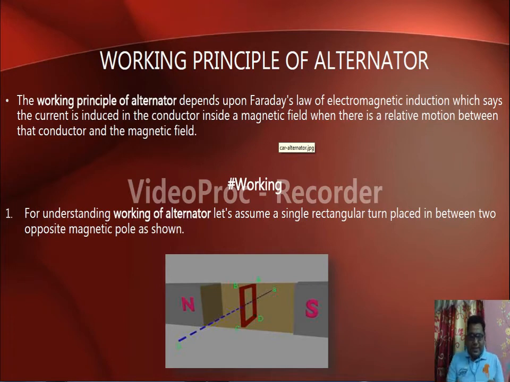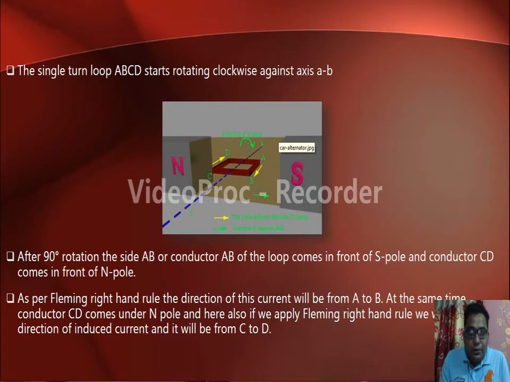So what is there in the picture? As you can see, there are two poles, north and south, N and S, and in between them a current carrying conductor is placed. It has terminals, as you can see the names: A, B one arm, C, D one arm. It is placed vertically in the present location, and it is rotating about the axis small ab. Correct.